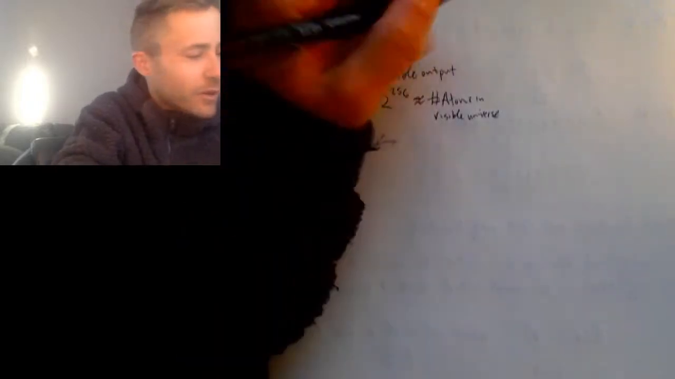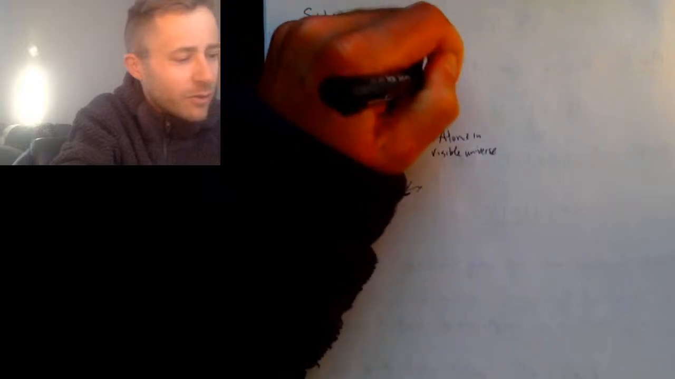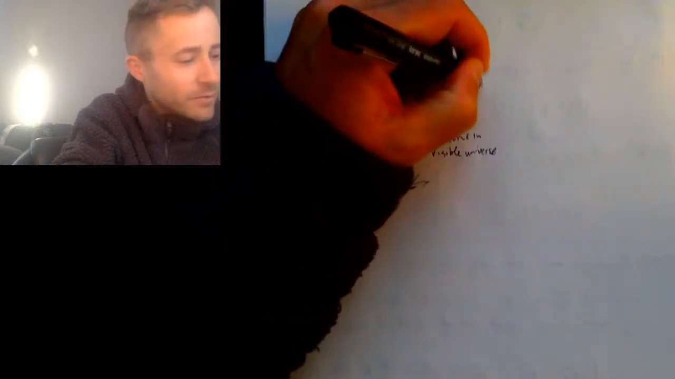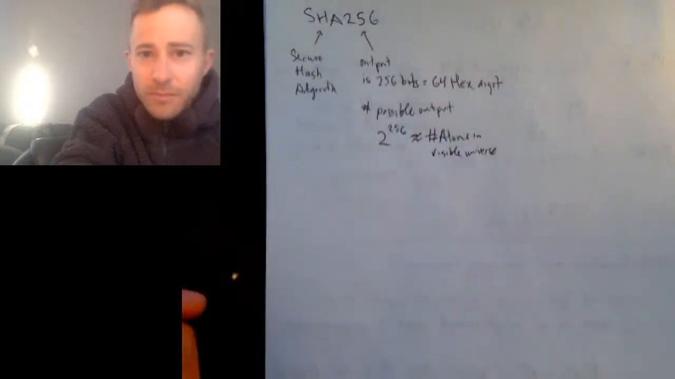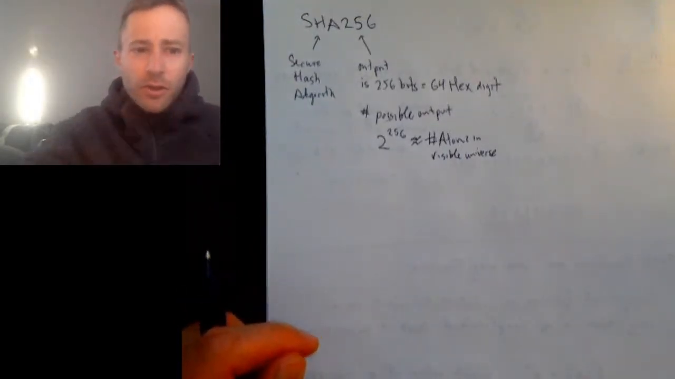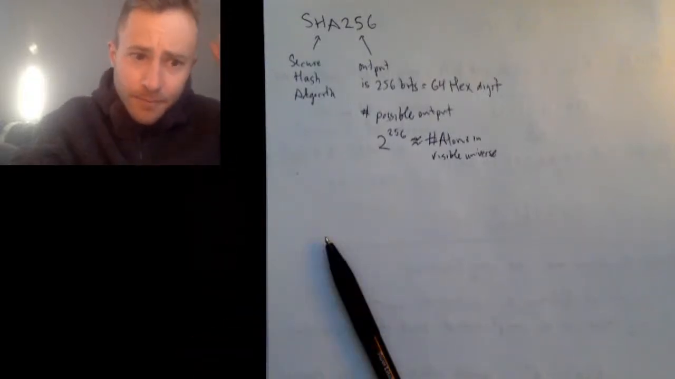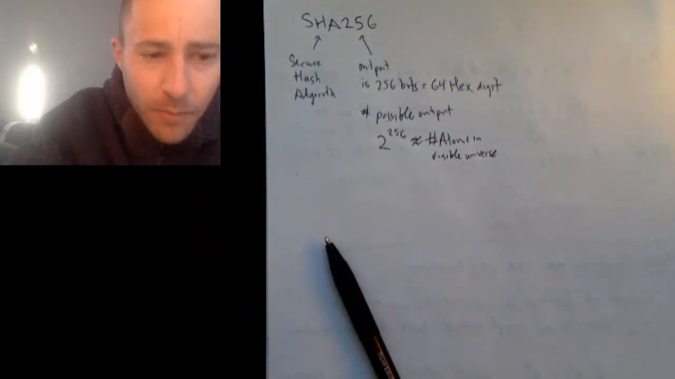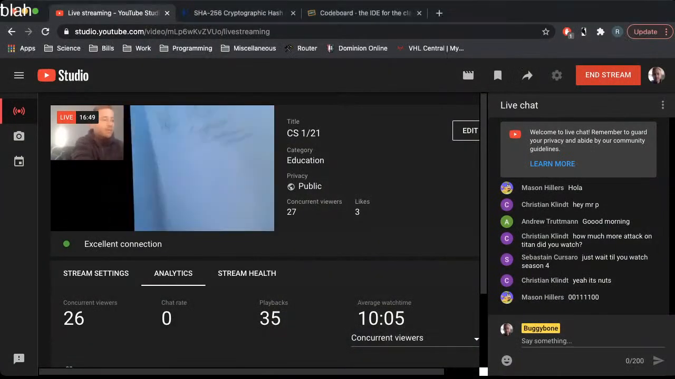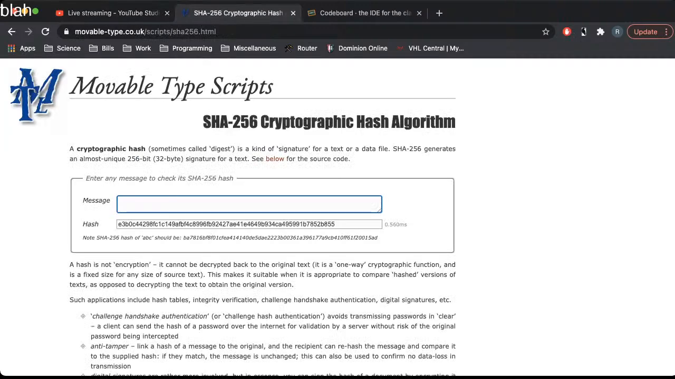256 bits is also equal to 64 hex digits, because each hex digit is 4 bits. So, all right, let me show you what I mean by that. Okay, so I've got a web page here. And you can type in a message and it will give you the SHA-256 hash of that message.